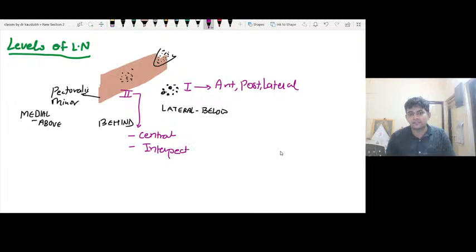Okay, so you have the central and interpectoral group. Why interpectoral? Interpectoral का मतलब है between pectoralis major and pectoralis minor muscle. So if you are having a group of lymph nodes between pectoralis major and minor, we call them interpectoral, or these are also called Rotter's group of lymph nodes. Right, Rotter's group of lymph nodes.